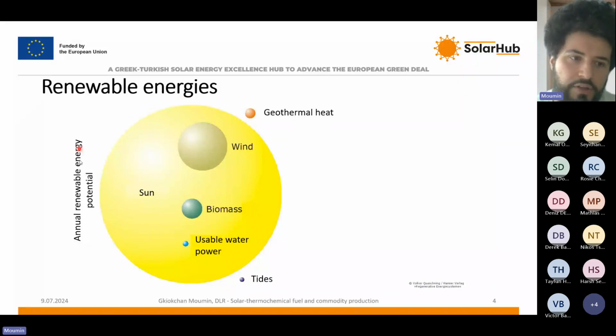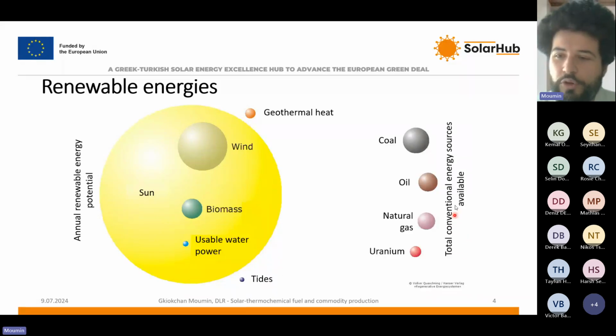If you look here at the annual renewable energy potential, we see that the sun is way, way bigger than wind, which is then in second place, then biomass, then I guess geothermal heat, usable water power, and tides. So we should never underestimate how big of a potential this is, and how much of the sun energy is in that sense unused and could be used.